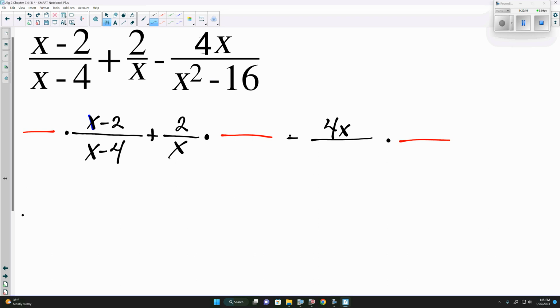Now the x squared minus 16 is factorable, because we do have two terms being subtracted. X squared is a perfect square, it's x and x. 16 is a perfect square, it is 4 and 4. So we have x minus 4 and x plus 4.